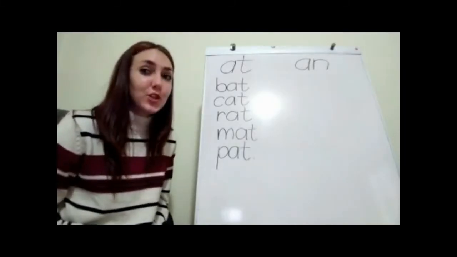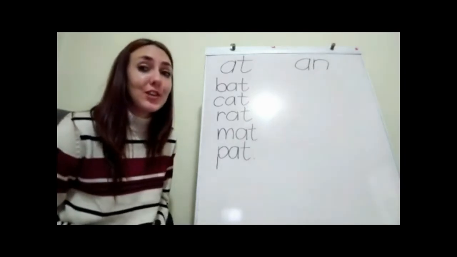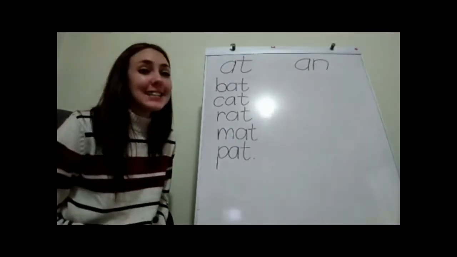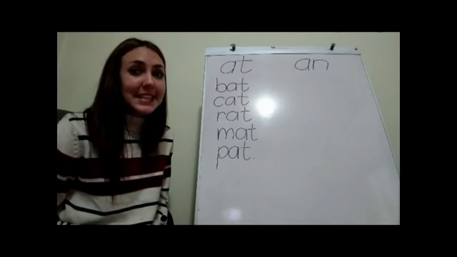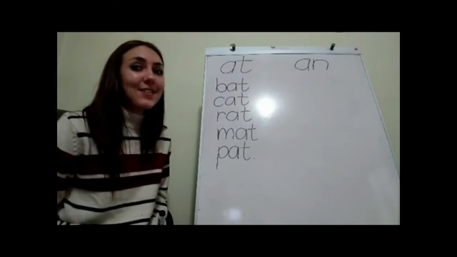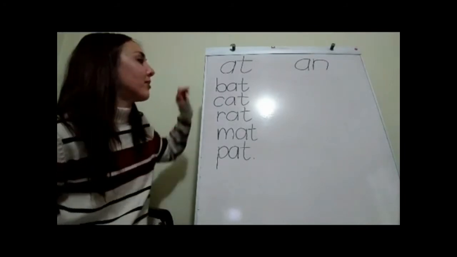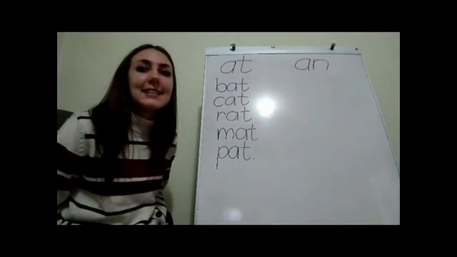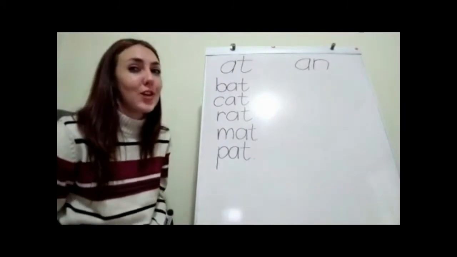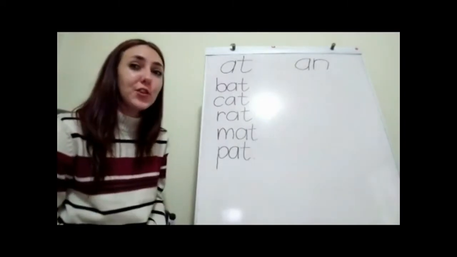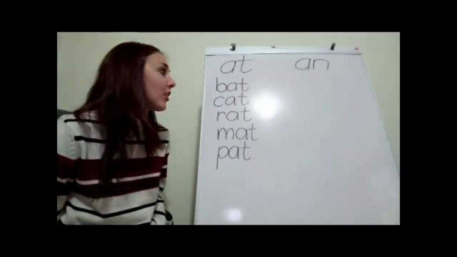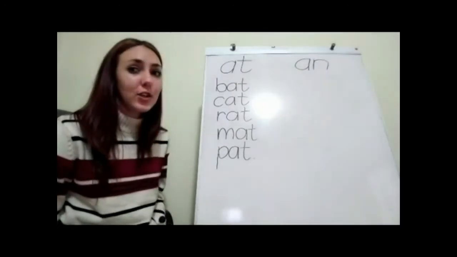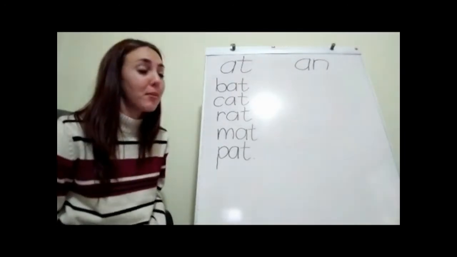This week, we are doing another two word families. The first word family is the at family, and it's made up of an a and it ends with a t. You will see the teacher has a few words on her board. Let's have a look at these and break them up.